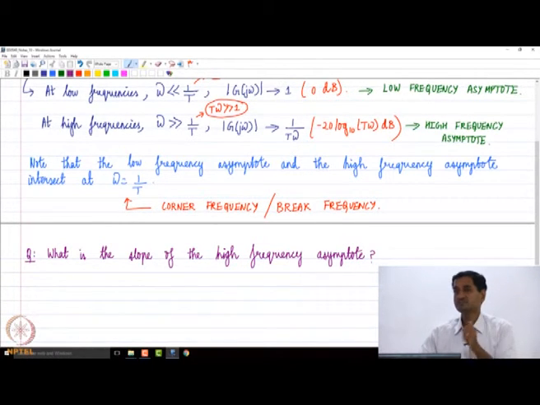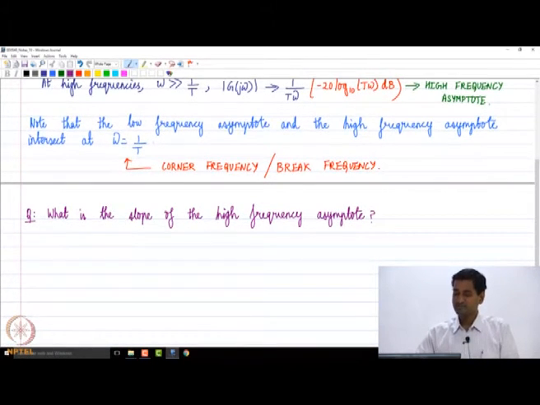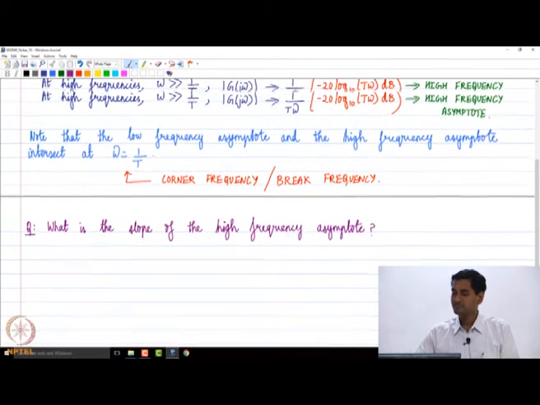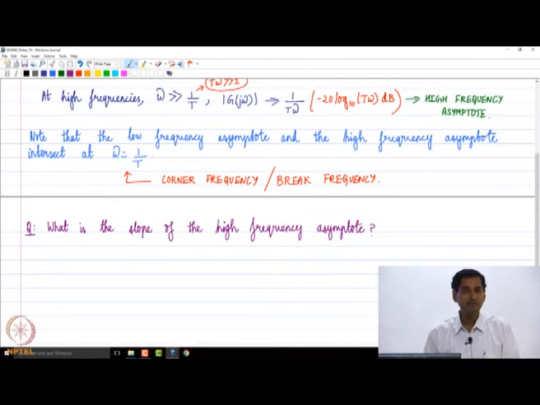Okay, let us ask ourselves the question: what should be the slope of the high frequency asymptote? The high frequency asymptote is going to be minus 20 log to the base 10 T omega. So what is the slope? A common way to find the slope, as we discussed, is to express it in decibels per decade or decibels per octave. Typically we express it in decibels per decade.